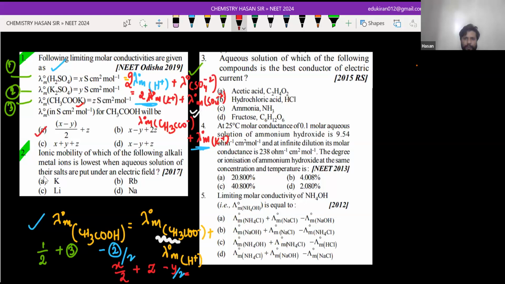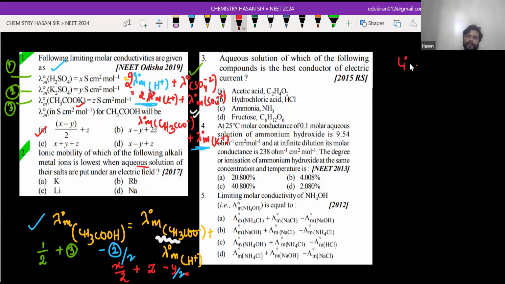Have you solved this type of question, Priya? Yes, sir. Okay. The next: ionic mobility of which of the following alkali metal ions in aqueous solution is lowest, you need to see.